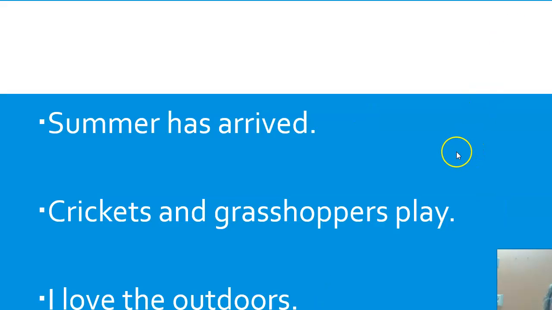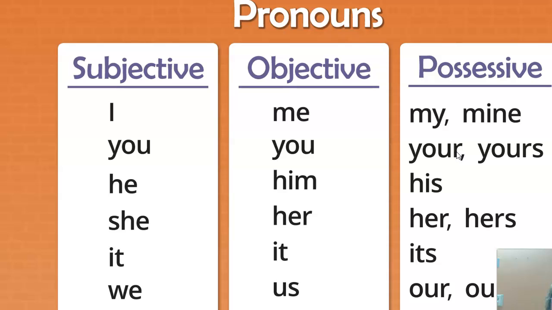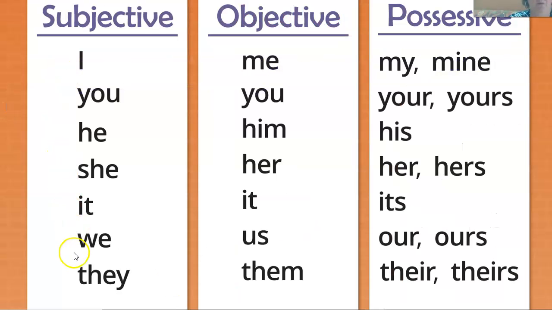All right, we're going to continue on right now, and we're going to practice our pronouns. So we're going to begin with the subject pronouns, because these would be pronouns that would be in the subject part of the sentence. 3, 2, 1, begin. I, you, he, she, it, we, they.